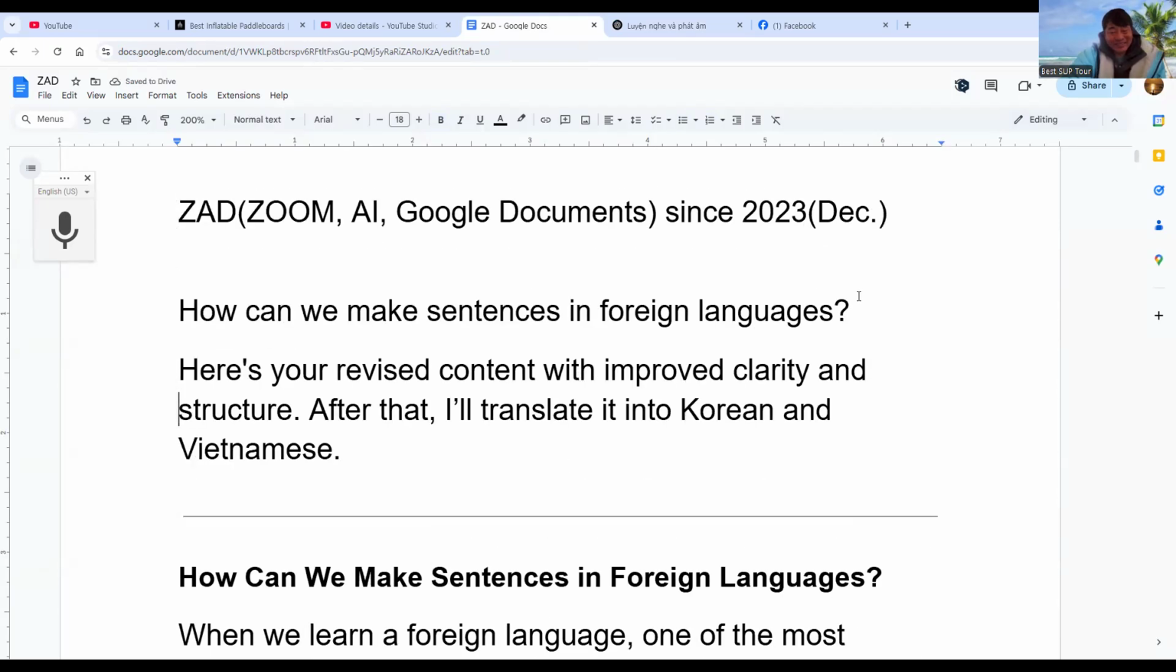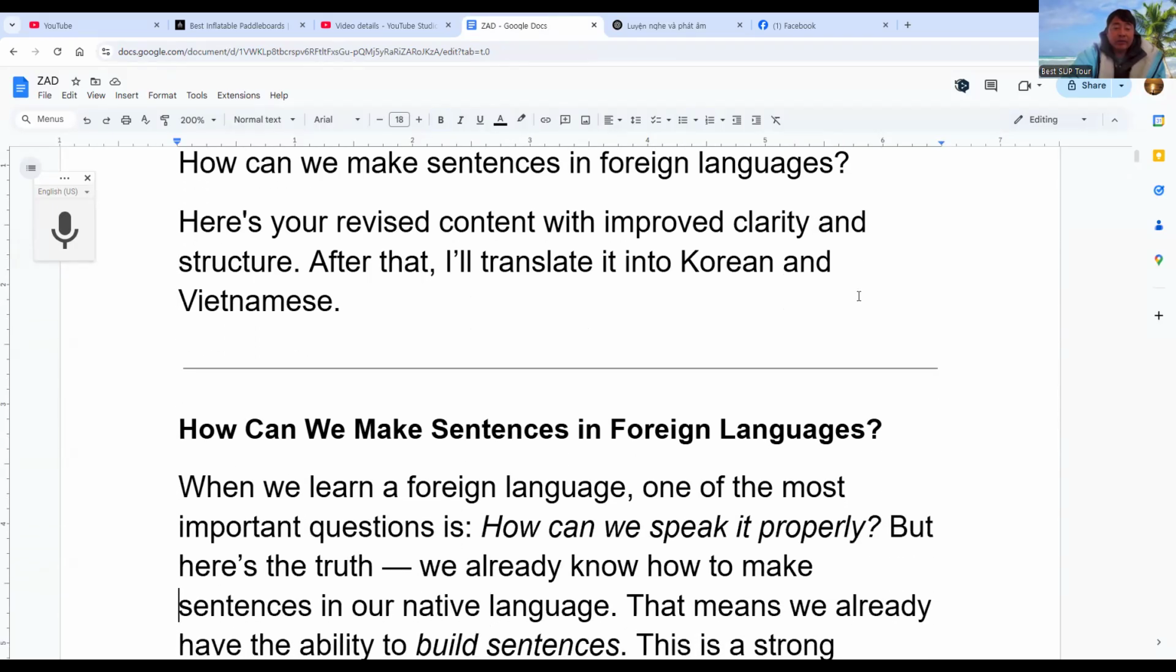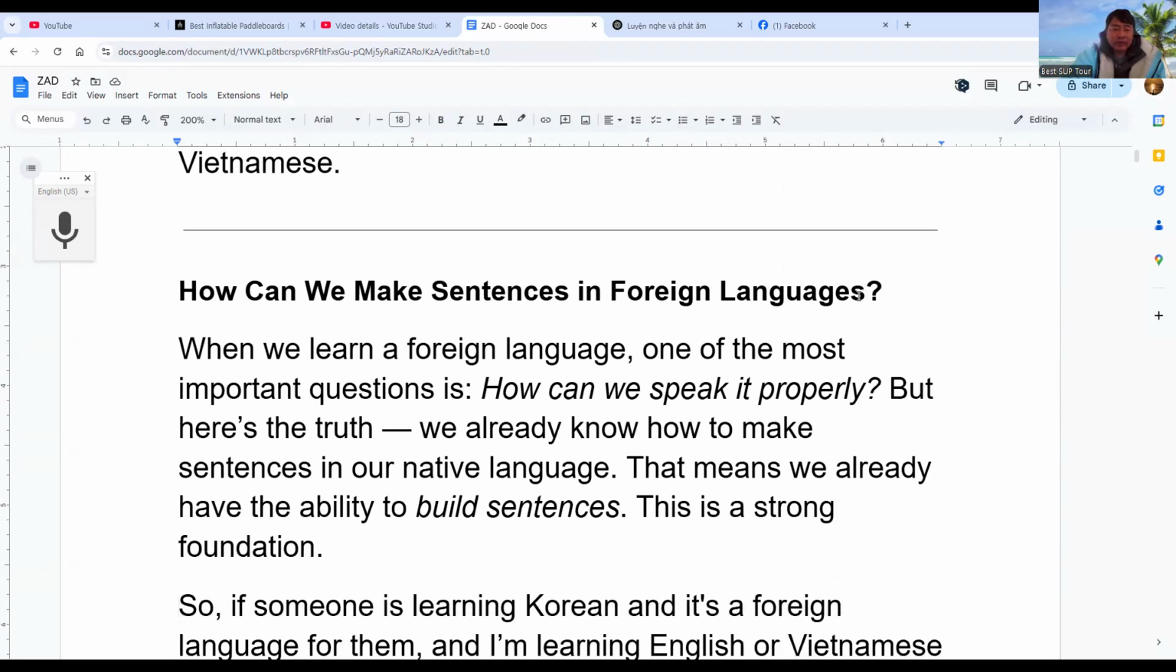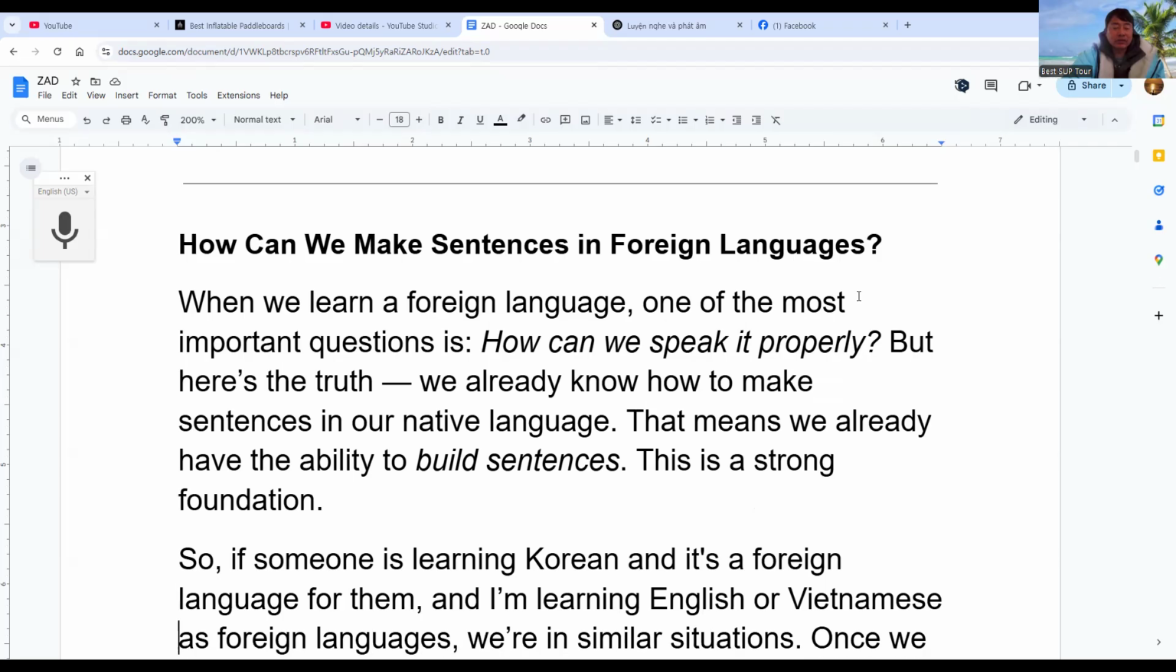Here's your revised content with improved clarity and structure. After that, I'll translate into Korean and Vietnamese. How can we make sentences in foreign languages? When we learn a foreign language, one of the most important questions is how can we speak it properly? But here's the truth. We already know how to make sentences in our native language. That means we already have the ability to build sentences. This is a strong foundation.